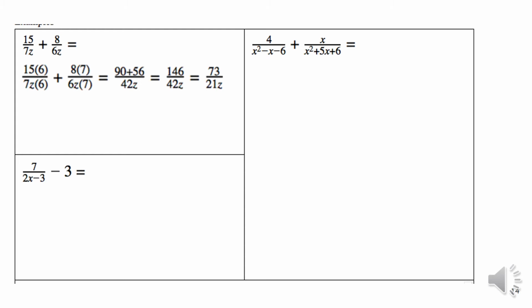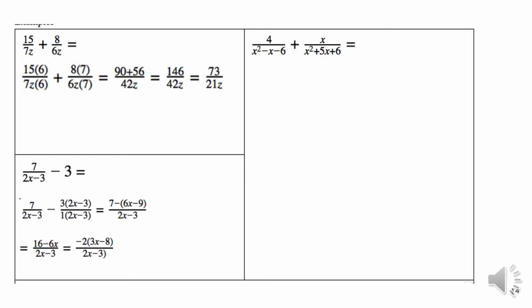7 over 2x minus 3 minus 3 is a little more complicated just because you can't see the fraction of 3. But any whole number can be written as a fraction over 1. Therefore, that thing can be rewritten as 7 over 2x minus 3 minus 3 over 1. We need to get a common denominator of 2x minus 3, which means I need to multiply that fraction in the numerator and denominator by 2x minus 3, and then I can combine my like terms, leaving me with 16 minus 6x. If you choose to take out the GCF from there, as you can, you'll notice that nothing cancels, so either form is correct.